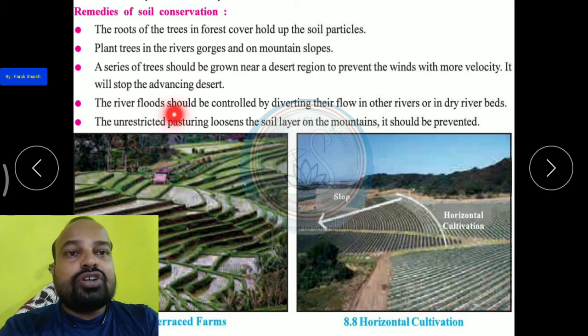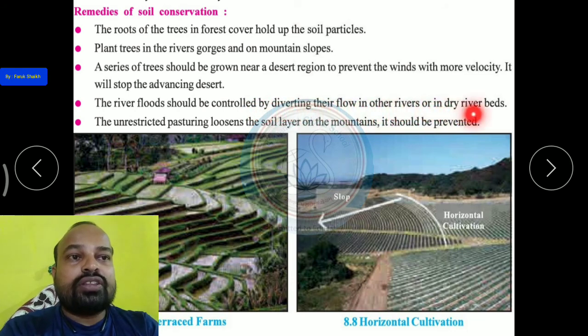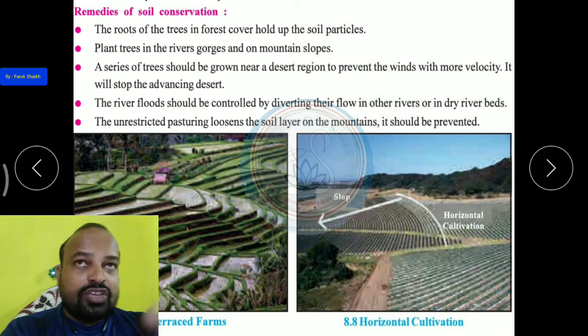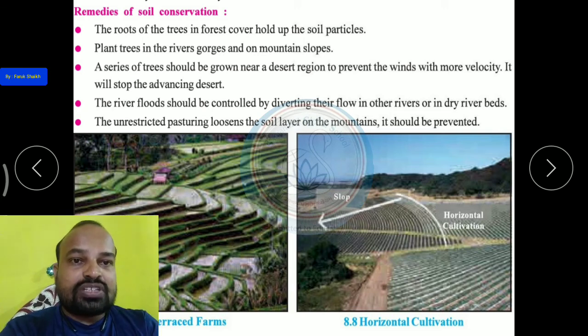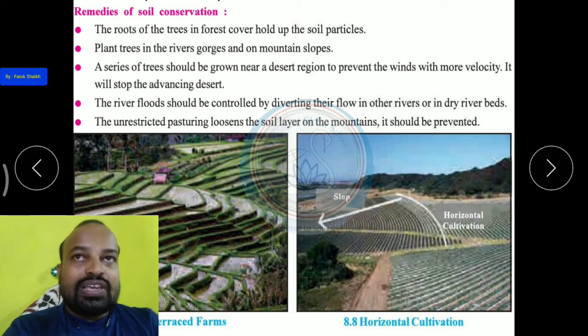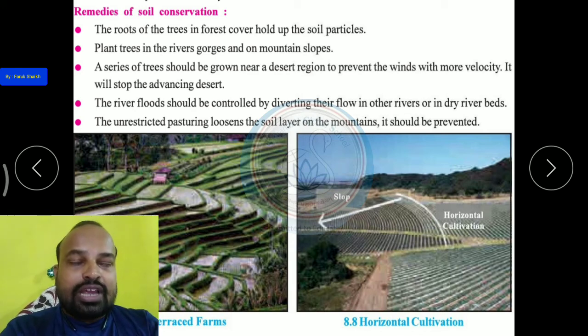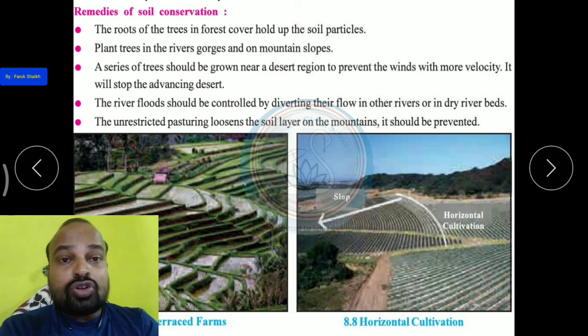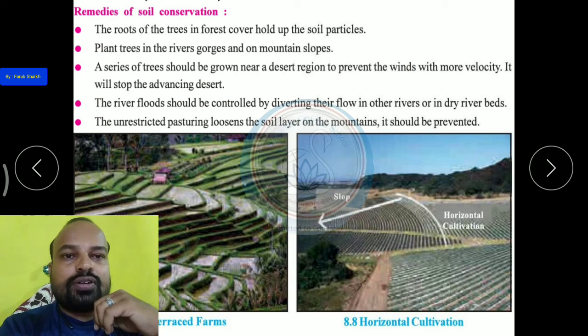River floods will be controlled by diverting their flow into other rivers or into dry river beds. If in any river there is a huge abundance of water, we can make a canal and divert that river's water into other rivers or dry rivers. There are two benefits: the dry river gets water, so other people also benefit from this water.